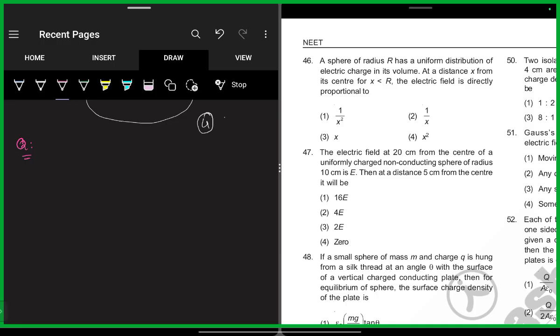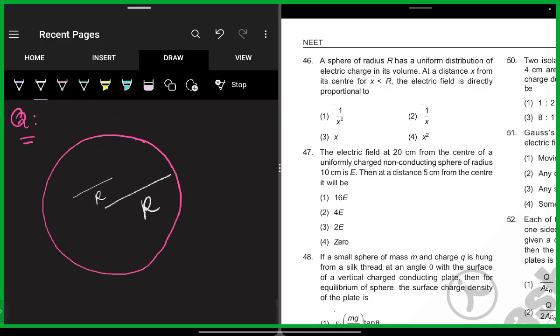A sphere of radius r has a uniform distribution of electric charge in its volume. At a distance x from its center, the electric field is directly proportional to what? So remember I told you, this charge has a uniform distribution, so charge is everywhere.